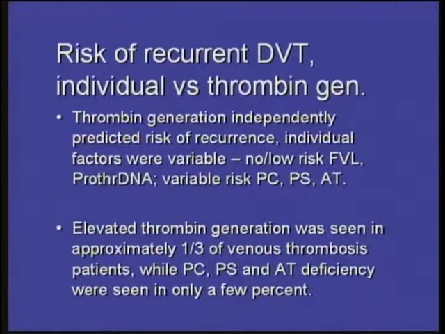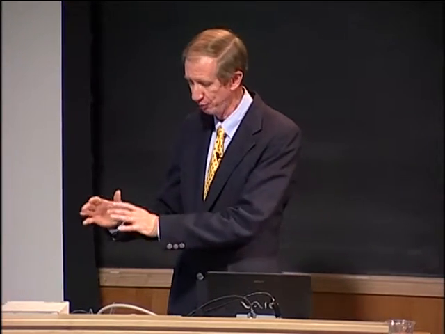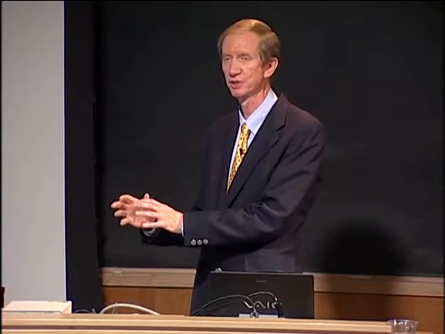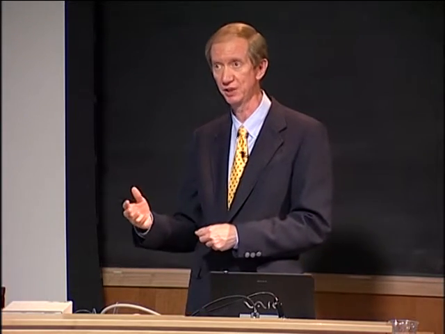Elevated thrombin generation was seen in about a third of the venous thrombophilia patients, while protein C, protein S, and antithrombin deficiency are only seen in a few percent. So the other piece of this puzzle is that this assay predicts that about a third of the population is at increased risk, whereas the other assays we have only predict a few percent. If you have antithrombin deficiency, that's a bad predictor, but only a fraction of a percent are antithrombin deficient.